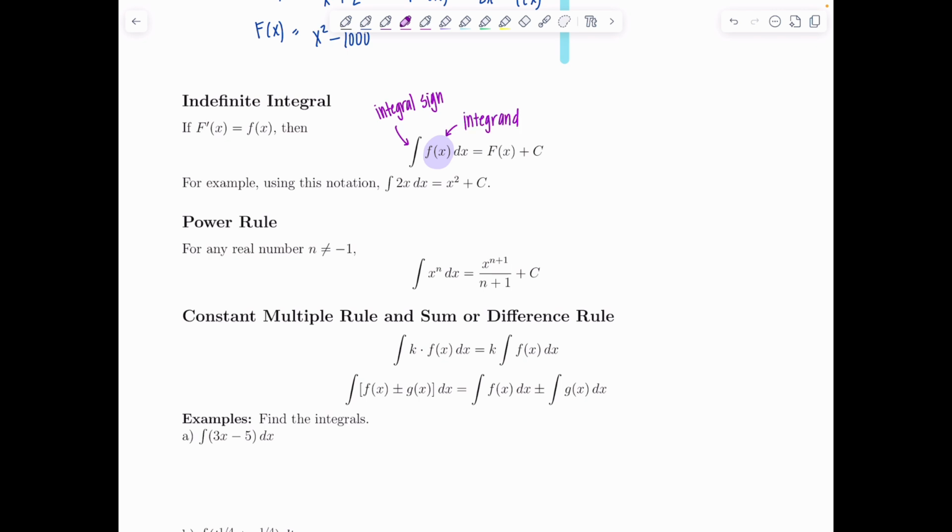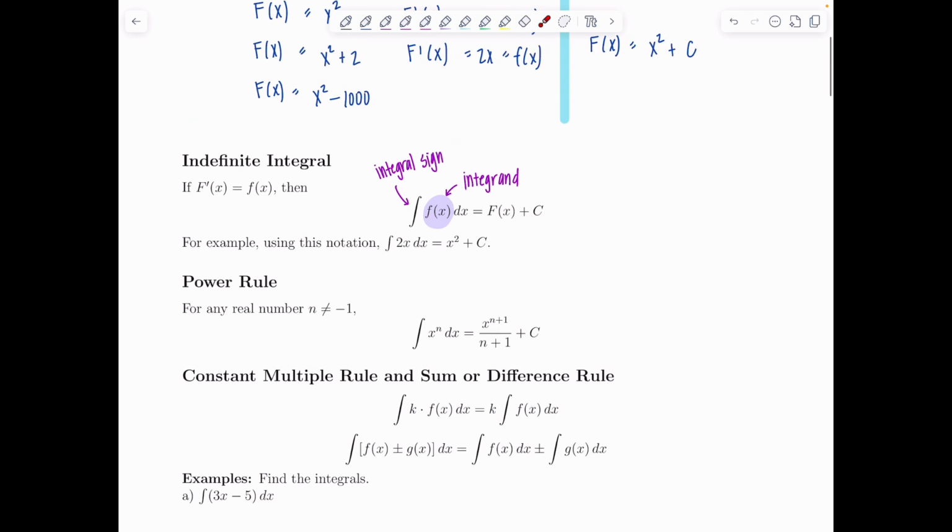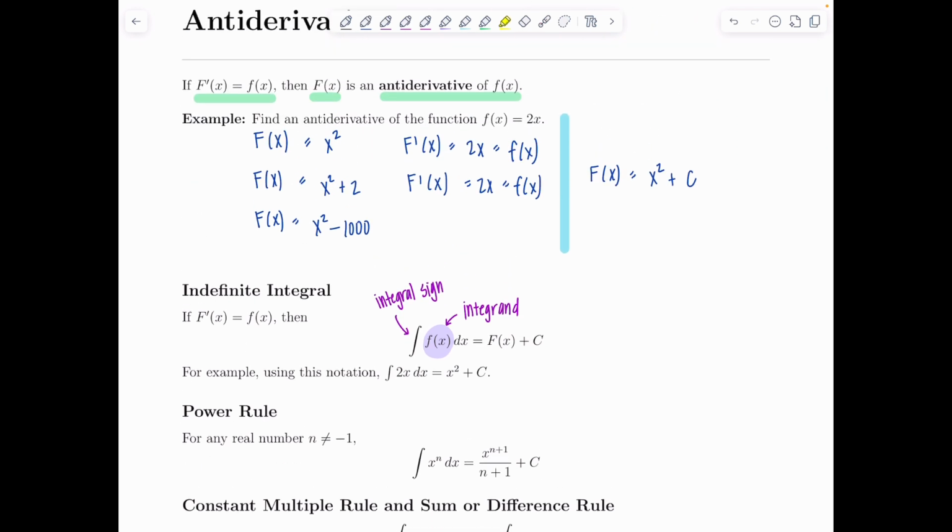Okay? And then you always need this differential right here, dx, to tell you what variable you're finding the antiderivative with respect to. In this case, we're just working with a function of x, so we're going to integrate with respect to x. And then here's our antiderivative plus c. So for example, using this notation for the previous example, here's the difference. Instead of having to write out, find an antiderivative, all you have to do is write the integral sign, put the function whose antiderivative you want right here, just don't forget the dx, and then boom.